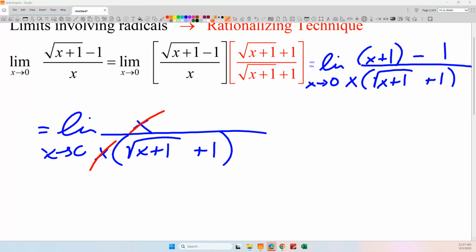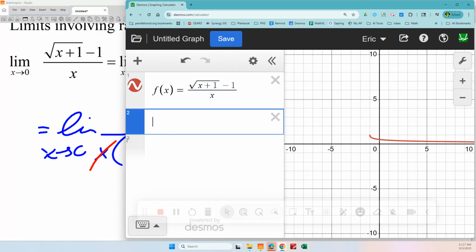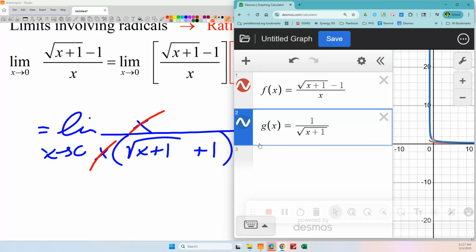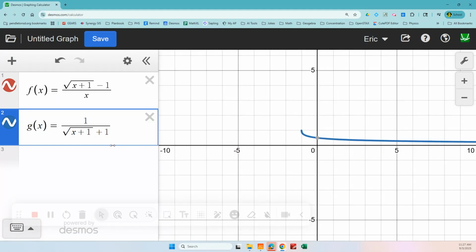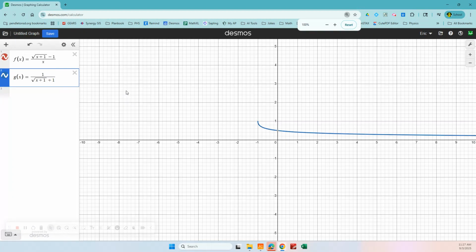Okay. Well, let's look at our new function, we'll call this one g of x. And what's g of x? The x is canceled. So g of x is equal to 1 divided by square root of x plus 1 plus 1. Hey, what do you know? Look at those functions. They overlap perfectly. If I turn off the blue one, the red one is right underneath it.